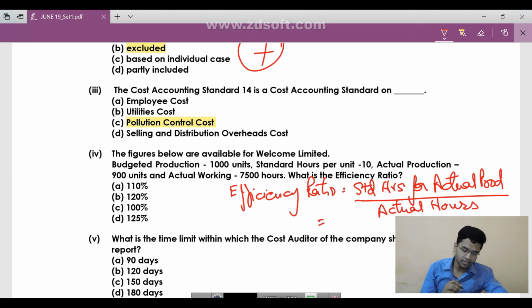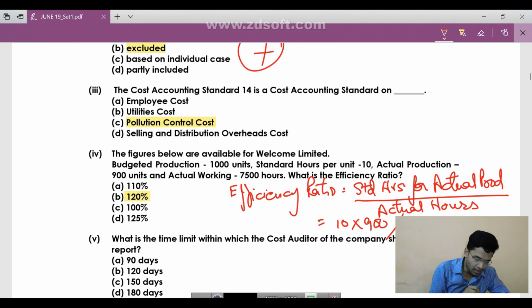And guys, if we put this formula in our example which is given, so the standard hours per unit is 10 and actual production is, guys, 900 units. What is the denominator? Please see what is the denominator. It is the actual hours. What are the actual hours which are given? Actual hours are 7500 hours. So in effect you have 9000 hours divided by 7500 hours, which gives you a figure of 120%. So what is the answer of this part? Answer of this part is 120%.